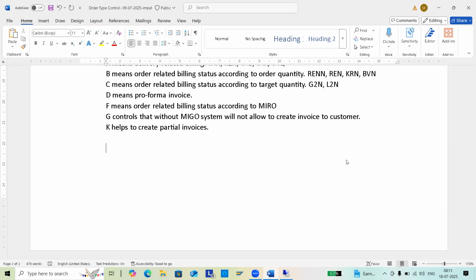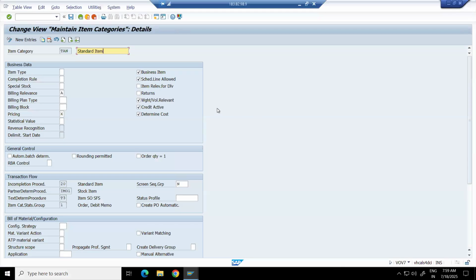It is item category. You can say that K is a delivery related invoice for partial quantity. And it also controls whether the item is delivery related or order related billing. That's quite important. And if you maintain this field as blank, it means it is not relevant for billing.